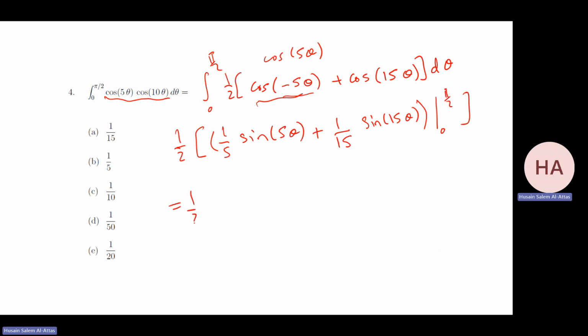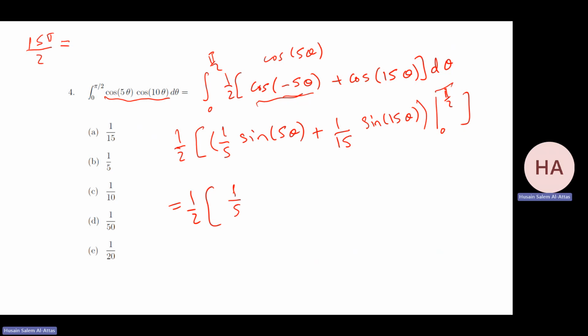Okay, that will be half. When I substitute pi over 2, sine 5 pi over 2, that will be 2 pi plus pi over 2. So I am in the first quadrant, sine is positive, so I have 1 over 5. When I have 15 pi over 2, that will be what? 15 pi over 2. That is what?